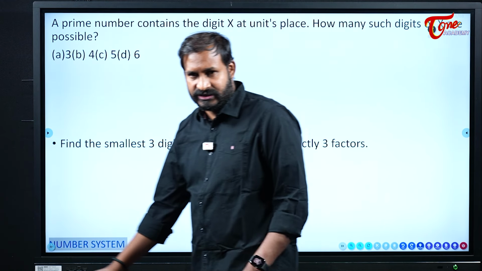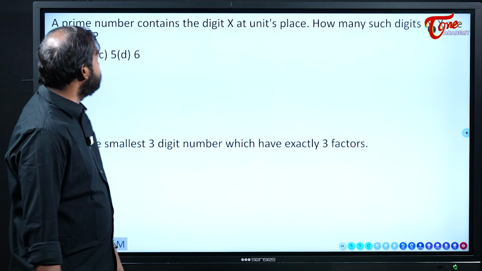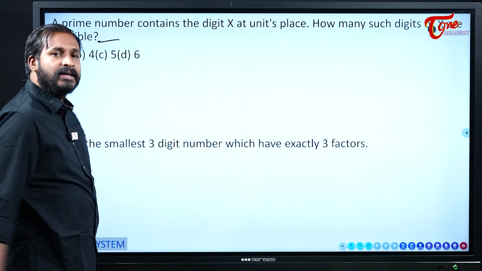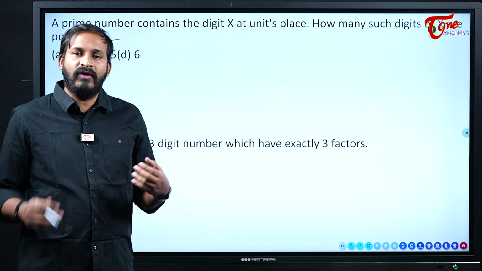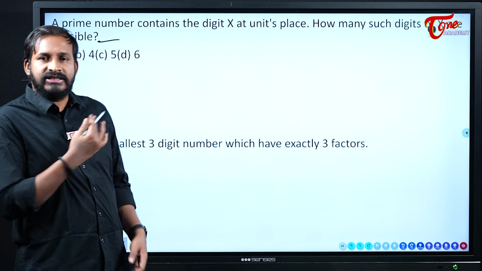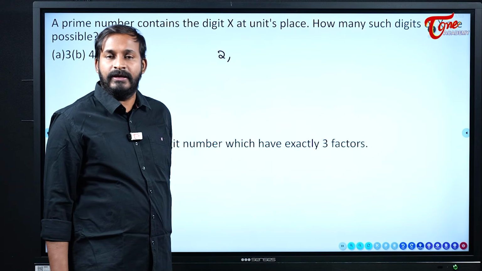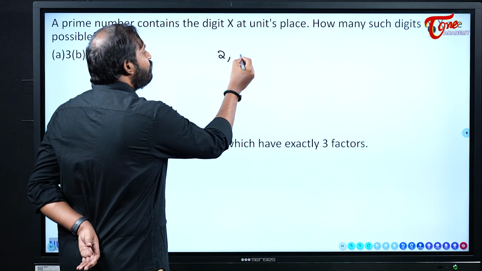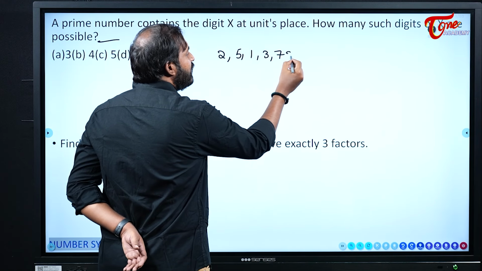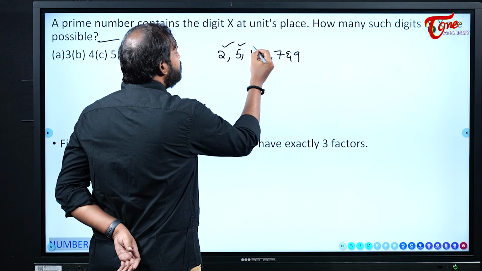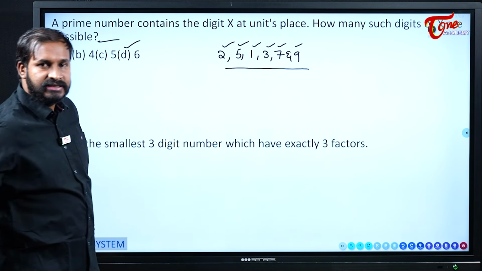Next one. We will see some questions now. A prime number contains the digit x at units place. How many such digits of x are possible? That means there is some random prime number, and it has some units place as x. So, what are the chances they are asking us? Just now we have seen in our previous slide, what are the chances of the unit digit for any prime number? 2, 5, 1, 3, 7 and 9. So, in total how many possible unit digits are present? 6. So, our answer will be 6 here.